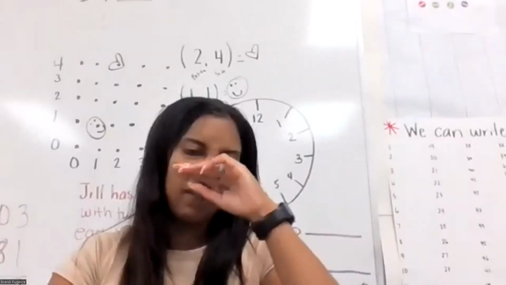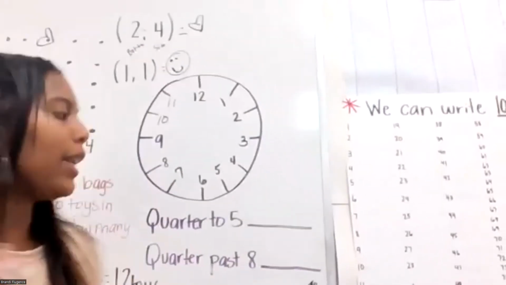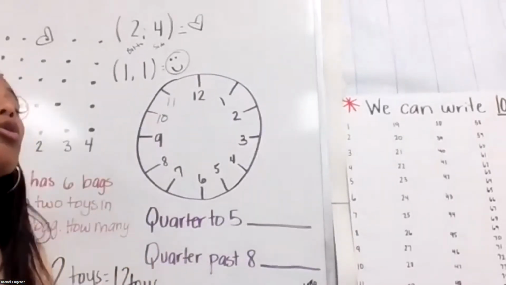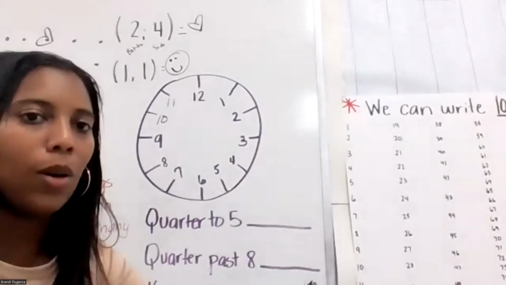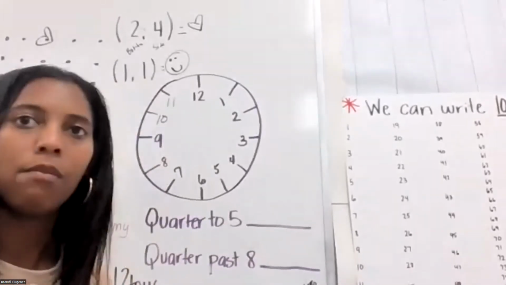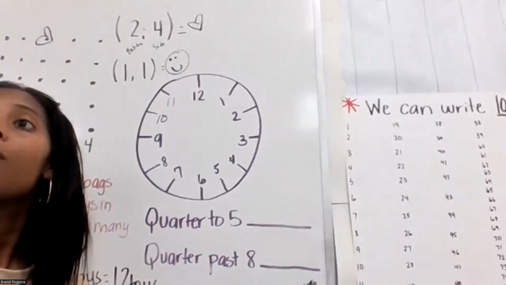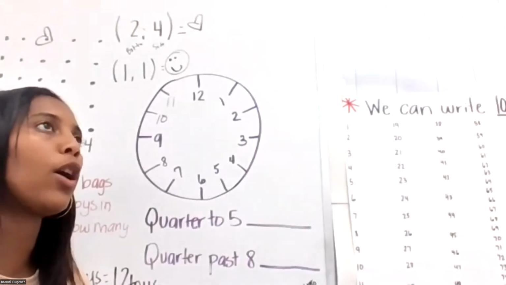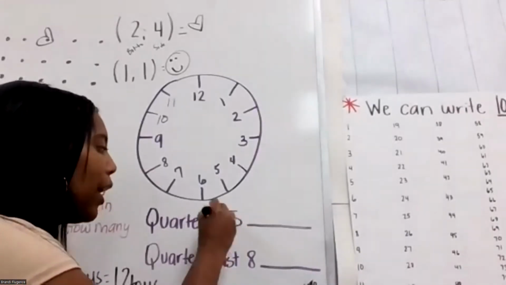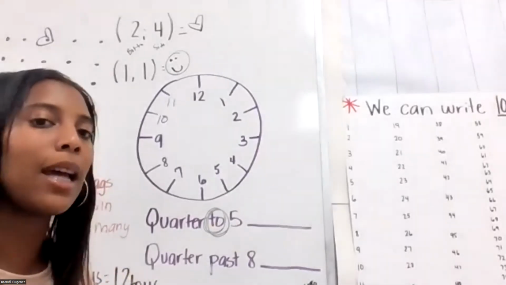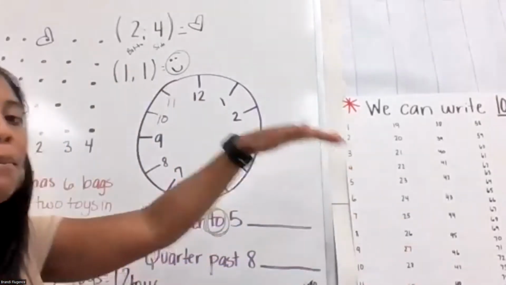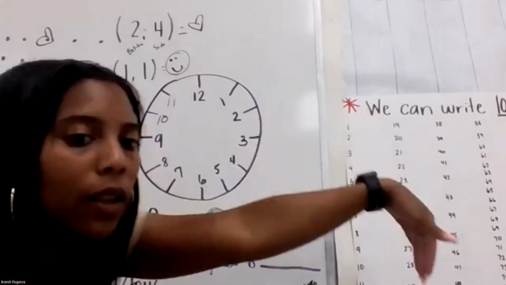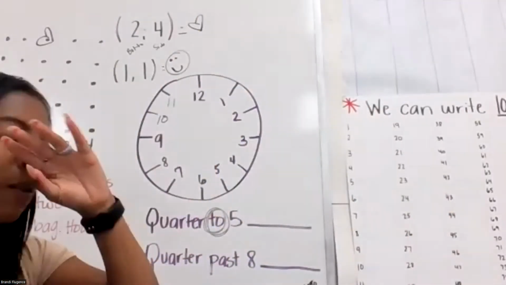All right. And last thing in math, let's go over the time. So I need to figure out what's a quarter to 5. What does it mean when I say it's a quarter to 5? If it's a quarter to, that 'to' is your keyword. Quarter to 5. Does that mean I'm in the 5 o'clock hour or I'm almost at the 5 o'clock hour?